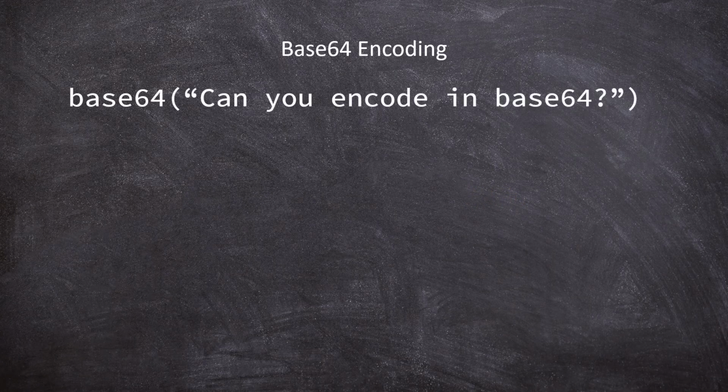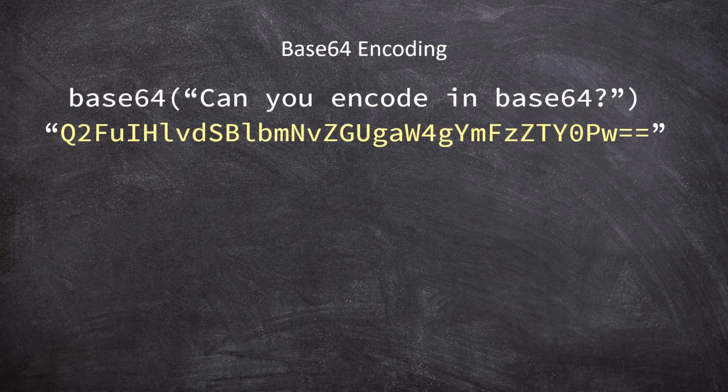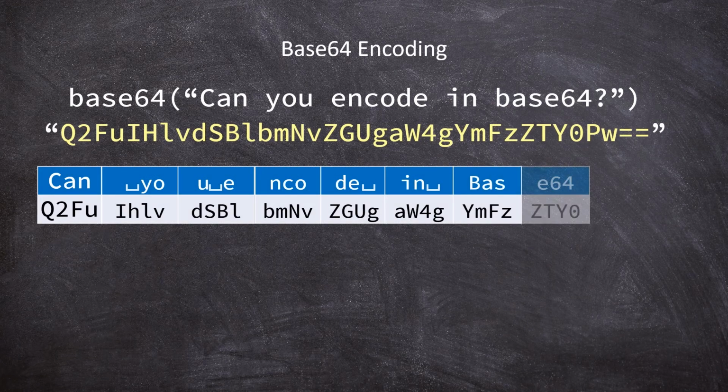If we continue this encoding process for the remaining letters in the message, we end up with a string of characters that looks like this. Again, as you can see, for every 3 bytes of data, we convert those into 4 bytes of encoded data. But what happens if the number of bytes in the original message doesn't align exactly with a multiple of 3?